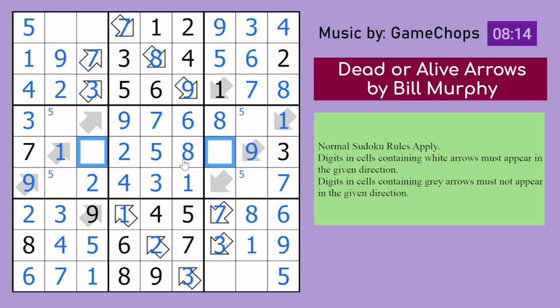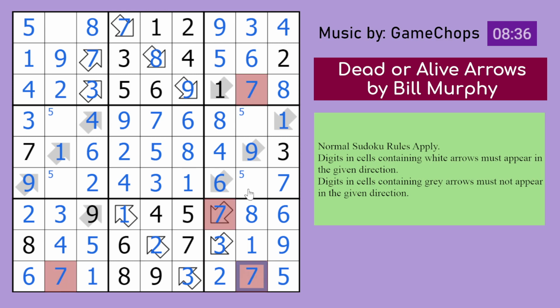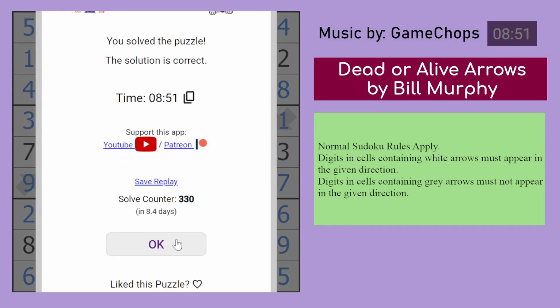Those digits are 6 and 4. That column would be 4, 6, and 8. So that can't be 6 or 8, so that's 4, 6, 8. And here we have 2, 4, and 6. That can't be 2 or 4, so that's 6, 4, 2. That digit will be 7. Not 7, sorry. 4. Those digits will be 5 and 2, which we can place. Those digits are 2 and 8. 5 and 8, which we can place. And that final digit would be a 6 to complete in 8 minutes and 51 seconds.